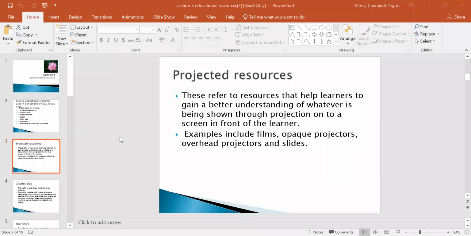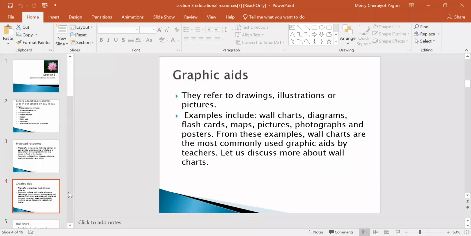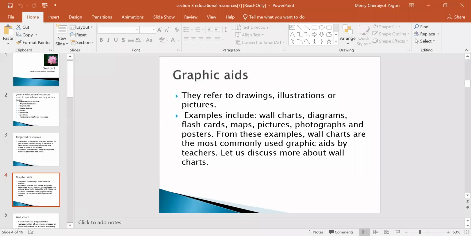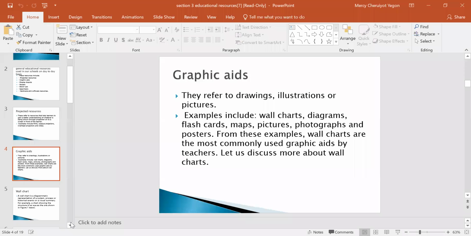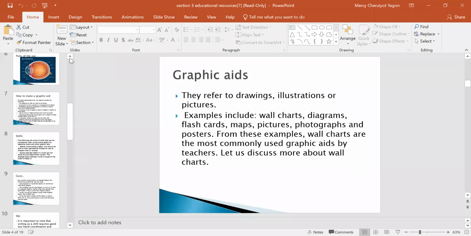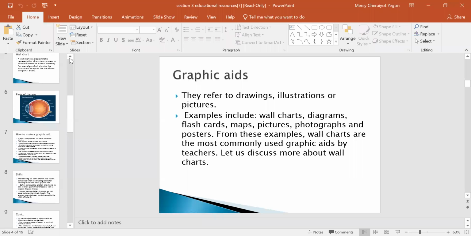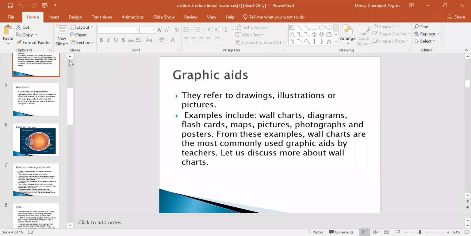I want you to visit, become my guest and use films, opaque projectors, and all that. Okay, let us look at the graphic aids. This refers to drawings, illustrations, or pictures. Many a times, as teachers, we are so used to using wall charts, all right? We like wall charts, diagrams, flashcards, maps, pictures.